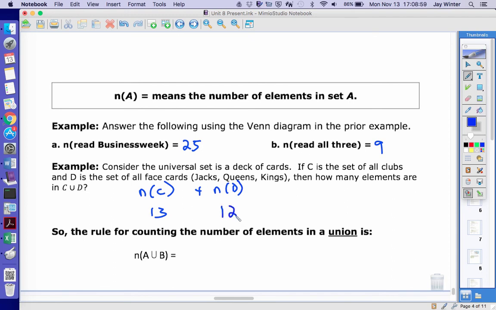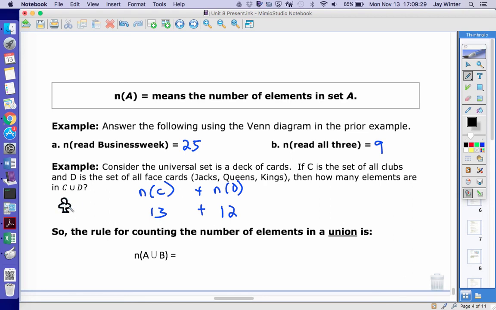And the number of face cards is going to be 12, because there are 4 suits altogether, and each of them has a jack, a queen, and a king. So 4 times 3 is 12. Now, unfortunately, what we've done here is something called double counting. What I mean by double counting is we've counted all the clubs, including the face cards, and we've counted all the face cards, including the clubs.